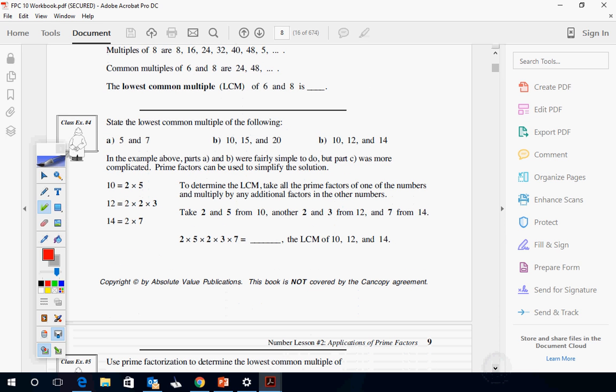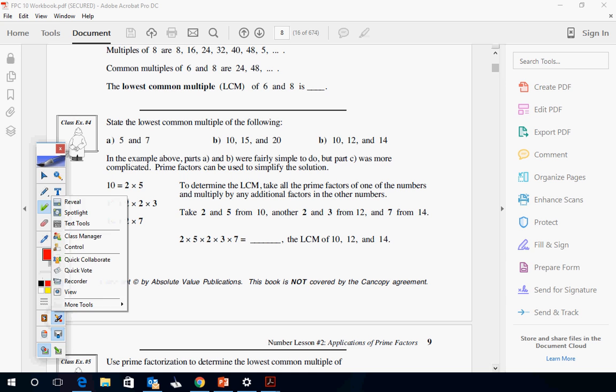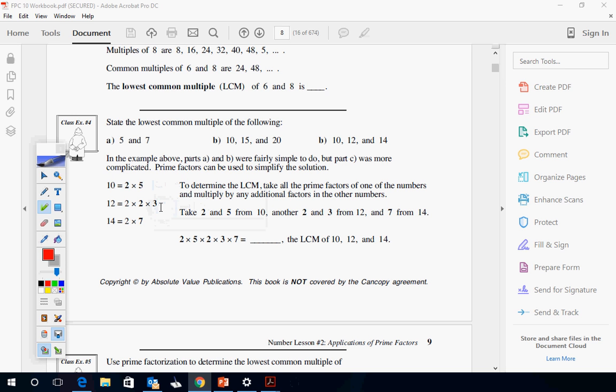All right, so state the lowest common multiples of the following: 5 and 7, 10, 15, and 20, and 10, 12, and 14. See how you guys can do on this one on your own first, and then we'll go from there. Or what'd you get for A, Noah? Didn't get it? Okay. So where do 5 and 7 meet?